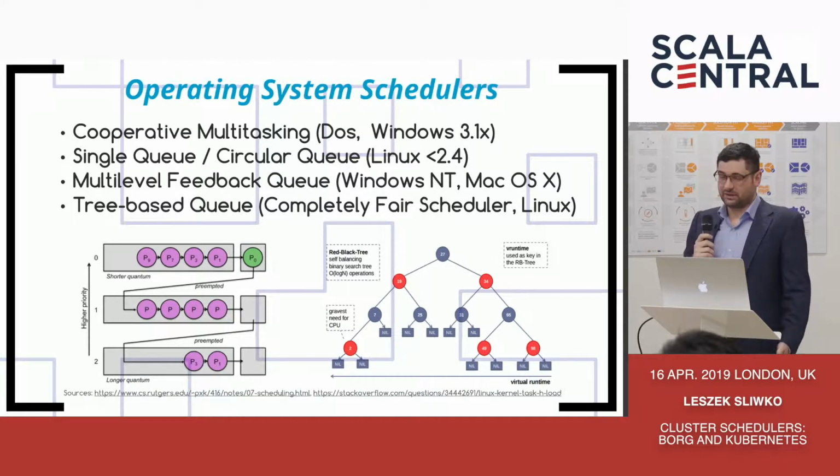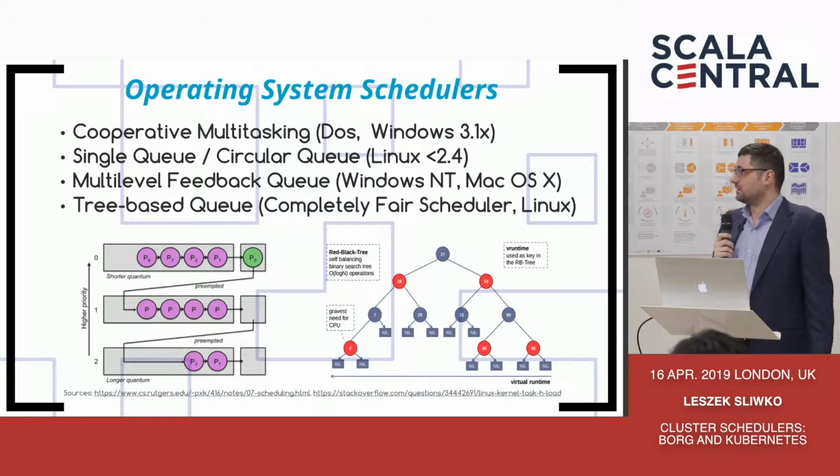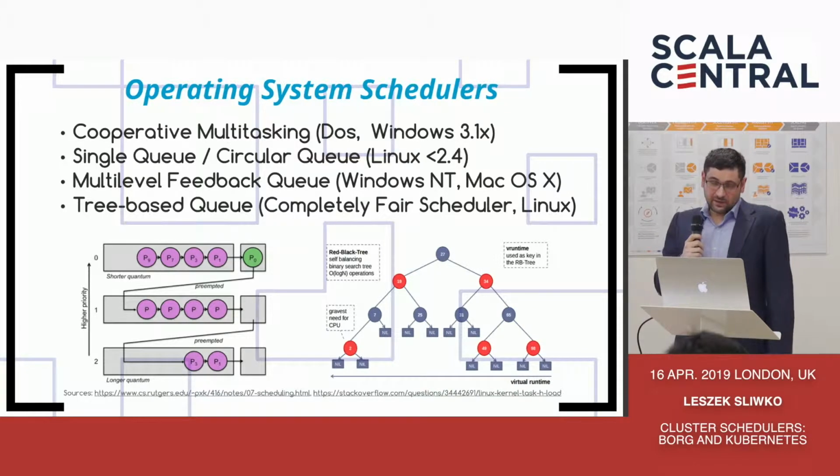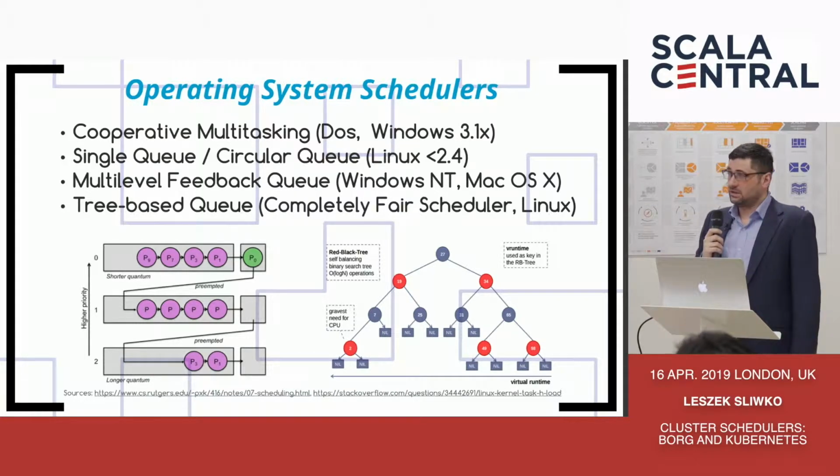Next, Linux comes to help, and they implemented the first scheduler based on a queue. It was a single queue, then a circular queue. The algorithm was just picking the next task in the list, giving some time to the process, and then the next one. All right. Currently, the two most popular solutions are the multi-level feedback queue, used in Windows and Mac, and the tree-based queue, also known as the completely fair scheduler, which is used in Linux.